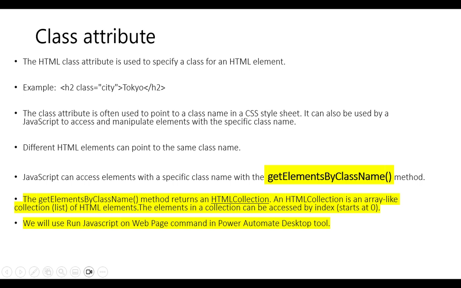The get elements by class name method returns a collection. This is very important because there can be the same class present on multiple elements, so it can be reused in a web page. So we have to specify the index of that, just like in an array.